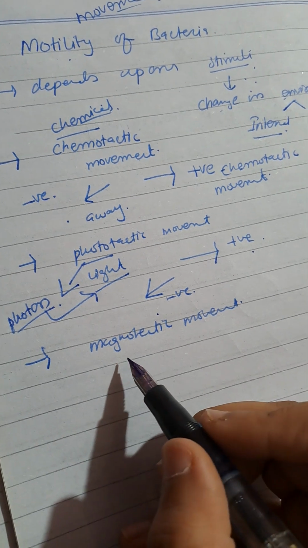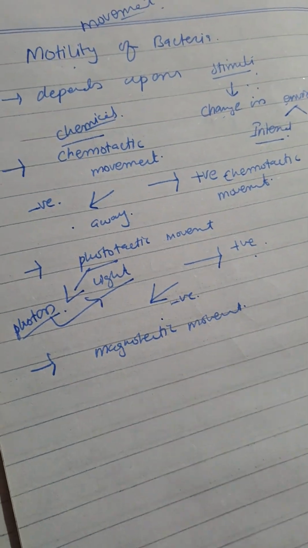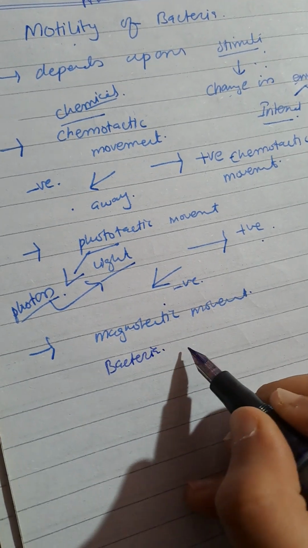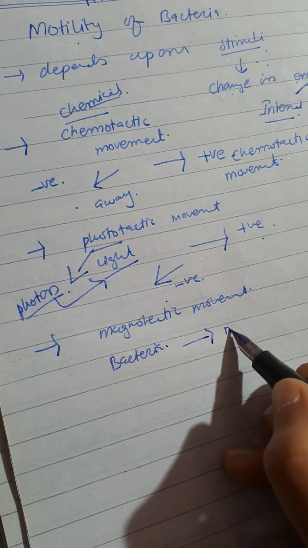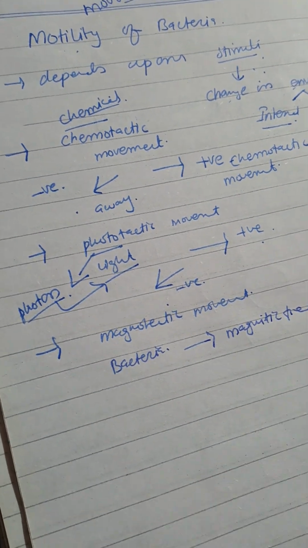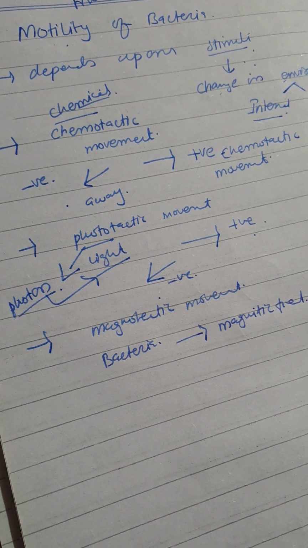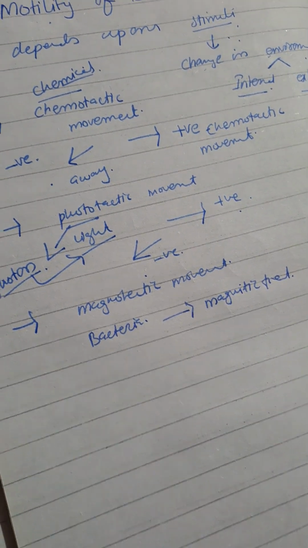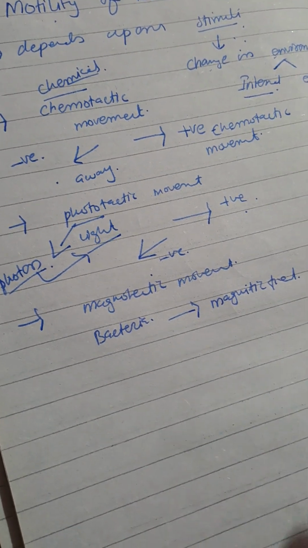Next we have magnetotactic movement. If the bacteria moves towards the earth's magnetic field, it is known as positive magnetotactic movement. If it moves away from the magnetic field, it is known as negative magnetotactic movement.